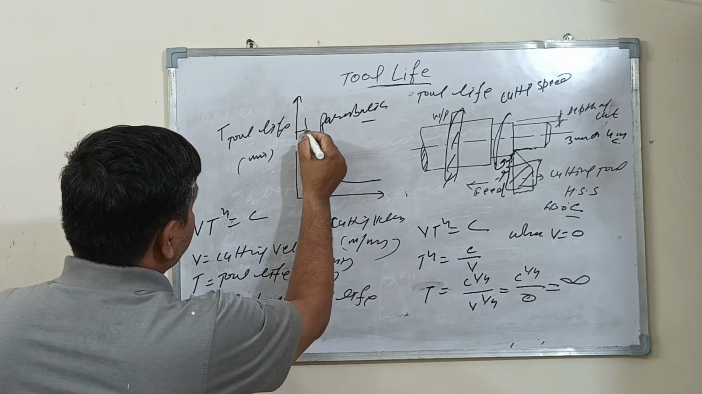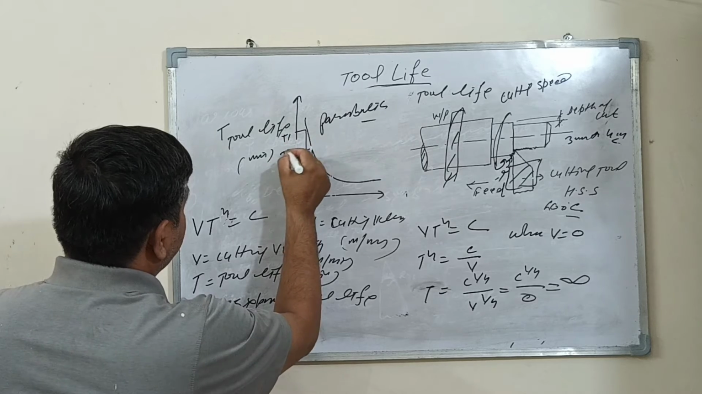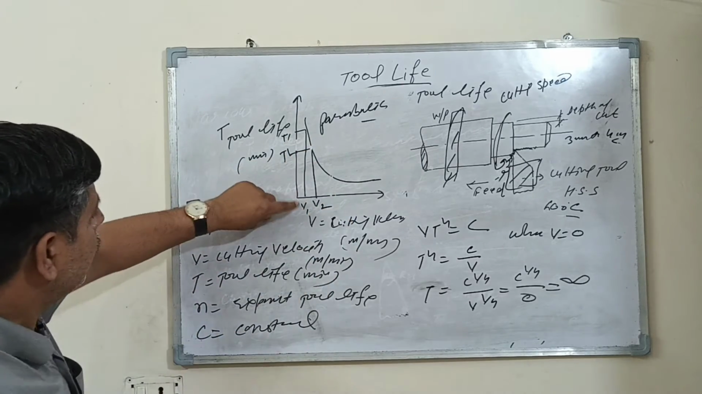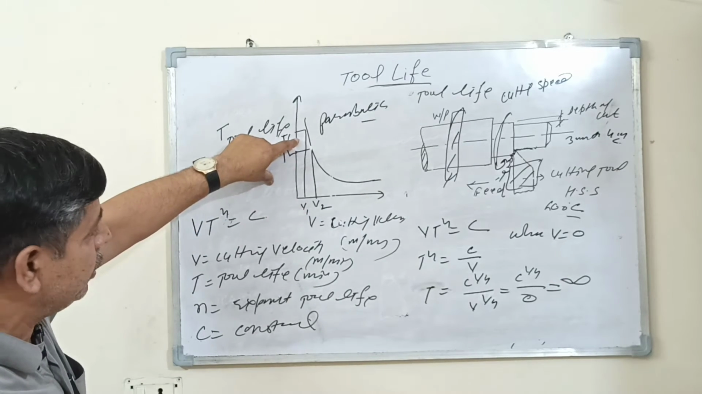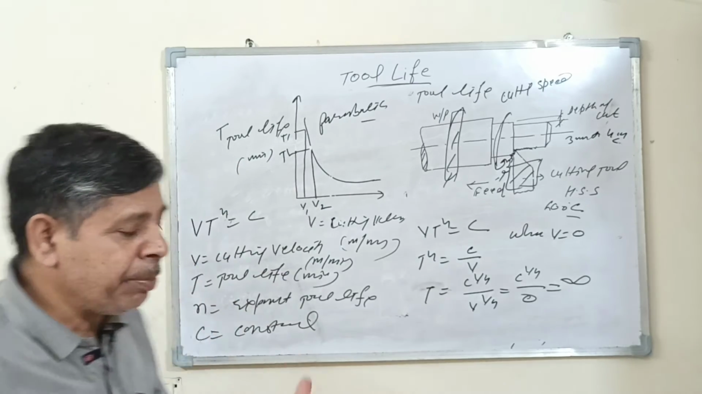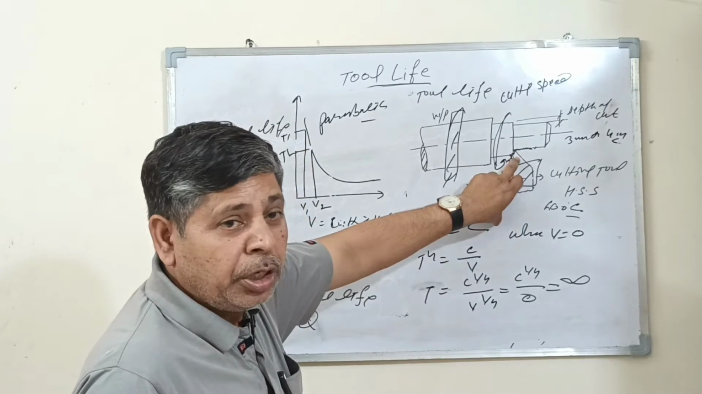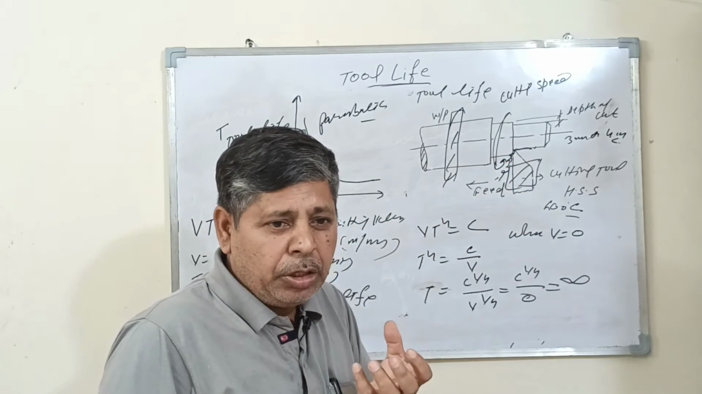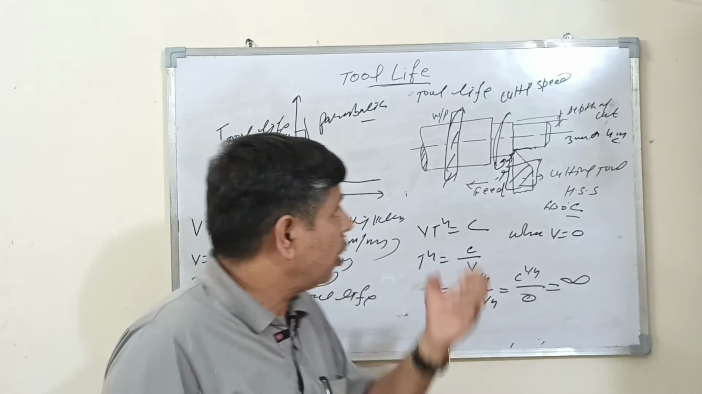In this case, for T1, T2 and V1, V2, when the velocity is increased, the tool life is decreased. After some time, the point is damaged; the tool has some ability to cut the metal, but then loses its life and its tool life ends.